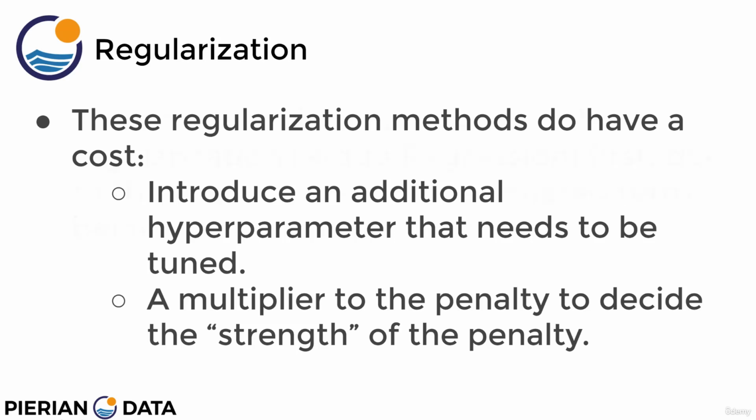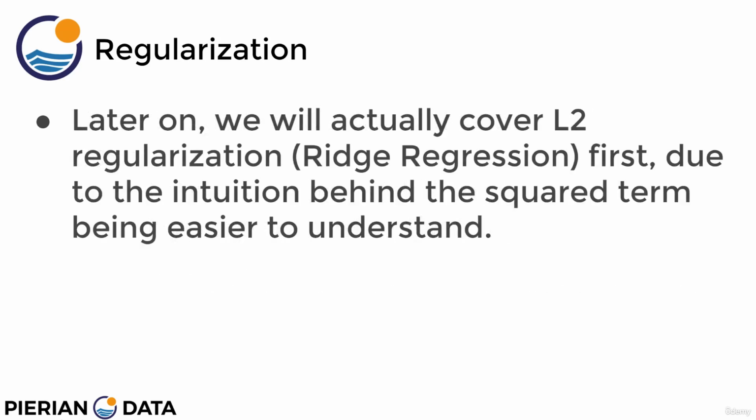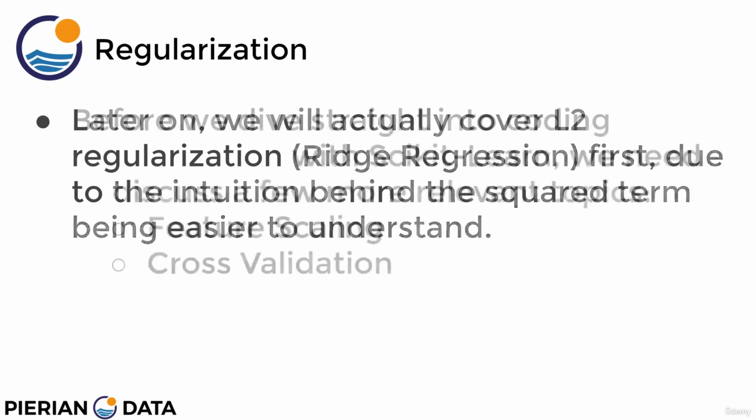Later on, we will actually cover L2 regularization with ridge regression first, due to the intuition behind the square term being easier to understand. The reason I mention this is because I don't want you to think we just skipped L1 regularization. We just personally think that understanding ridge regression is a little easier to do intuitively than trying to understand L1. So we'll first cover ridge regression, then lasso regression, and then elastic net. So keep in mind that we're swapping that order a little bit.